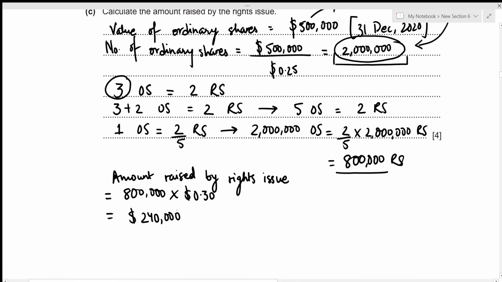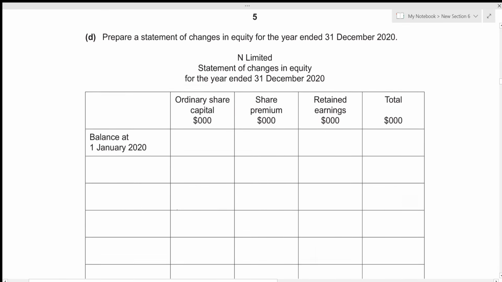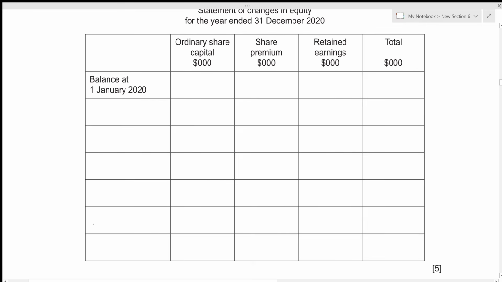Let's move on to the fourth one. We need to prepare a statement of changes in equity for the year ended 31st December 2020. What we need to realize is most of the information given in the question is relating to the balance at 31st December 2020. So let's first write that down. We can write it right here. So that's going to be balance at 31st December 2020. We know that the ordinary share capital had the value 500 because we just calculated it in the above part. Let's look for the values of share premium and retained earnings.